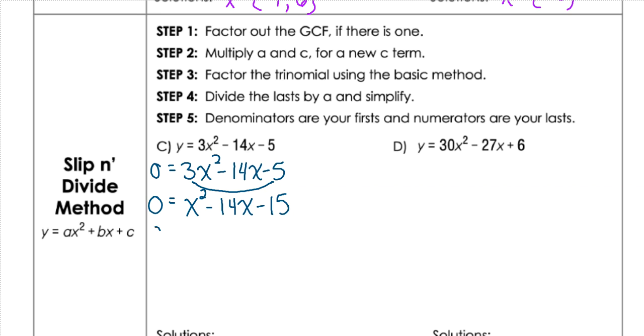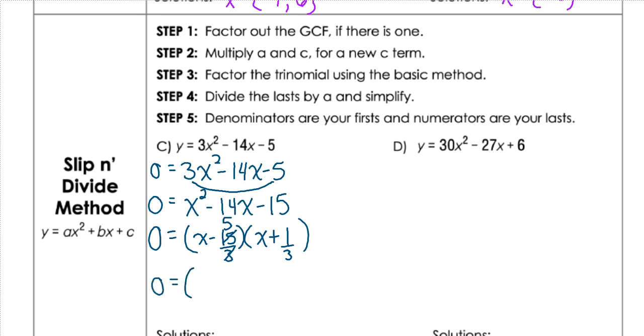Then we're going to factor that trinomial again. So we're looking for two things that multiply to negative 15 and add up to negative 14. So that would be x minus 15 and x plus 1. Now you're going to divide the last term in each of those factors by that a value we started with. So our a value is 3, so I'm going to divide that by 3. And when I do that, the left factor simplifies to 5. So that's the simplifying part. 1/3 I cannot simplify, so I'm just going to leave it.